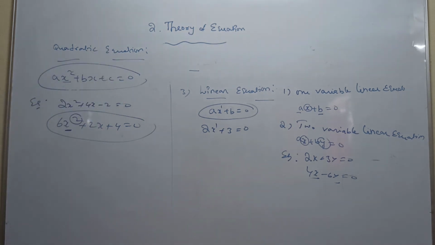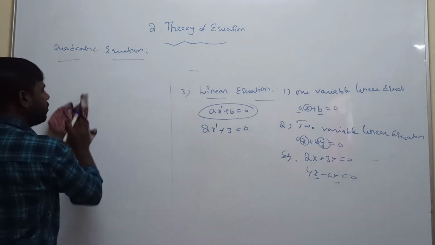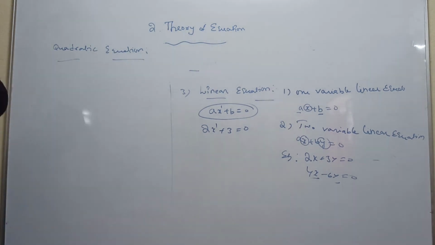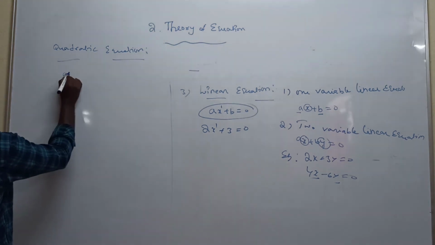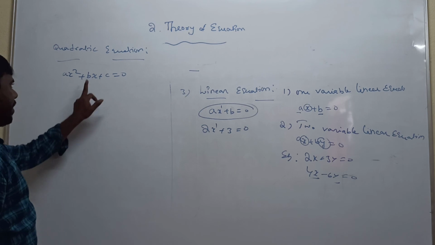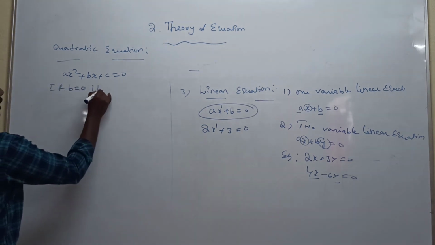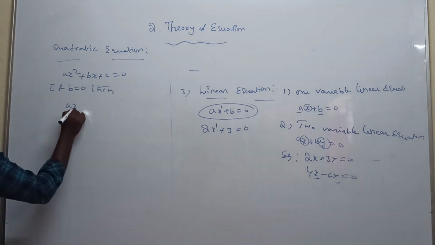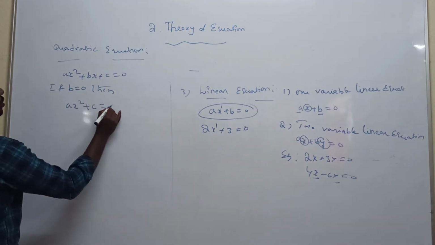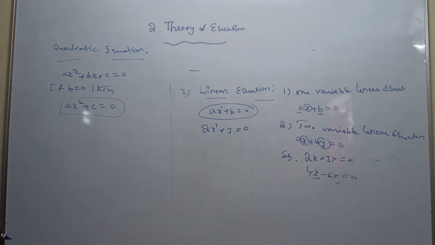Here also there are two types of quadratic equation. The first one is the pure quadratic equation. The standard form of a quadratic equation is ax² + bx + c = 0. If b = 0, then ax² + c = 0. This type of equation is called a pure quadratic equation.